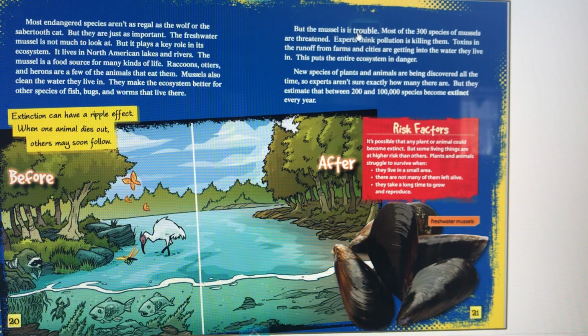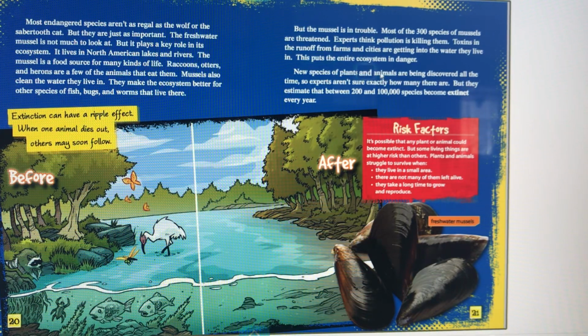But the mussel is in trouble. Most of the 300 species of mussels are threatened. Experts think pollution is killing them. Toxins in the runoff from farms and cities are getting into the water they live in. This puts the entire ecosystem in danger.